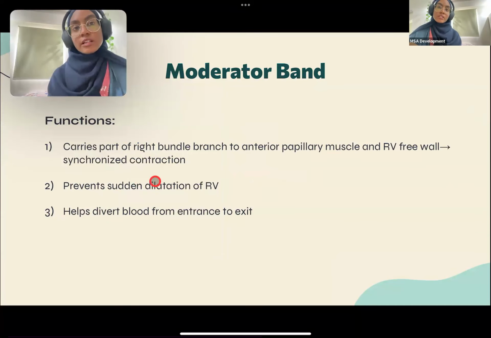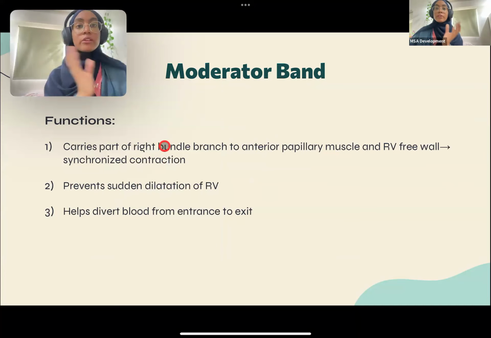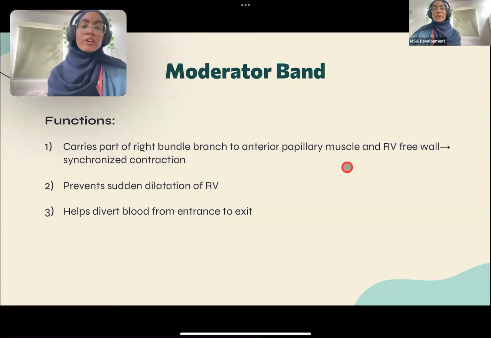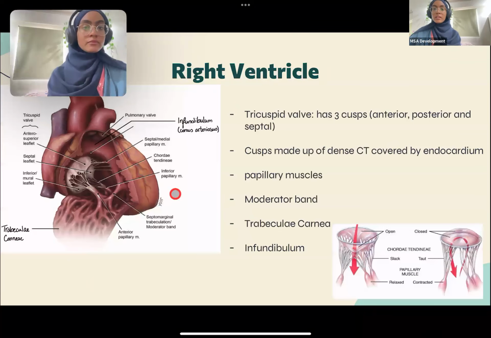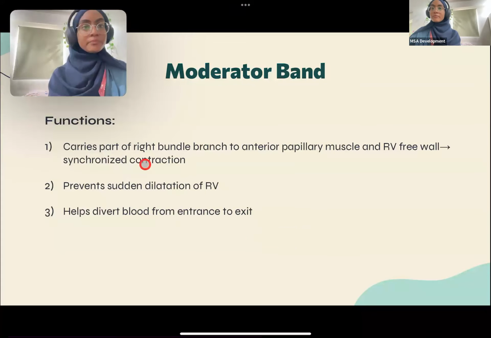To synchronize contraction. So basically, we want to make sure the right ventricle and left ventricle are contracting at the same time. So this is the function of the moderator band. There are other functions such as preventing sudden dilation of the right ventricle, helping divert blood from entrance to exit. But these aren't important. This is the most important one. Finally, we have the infundibulum, which is this area, or conus arteriosus, before the pulmonary valve.